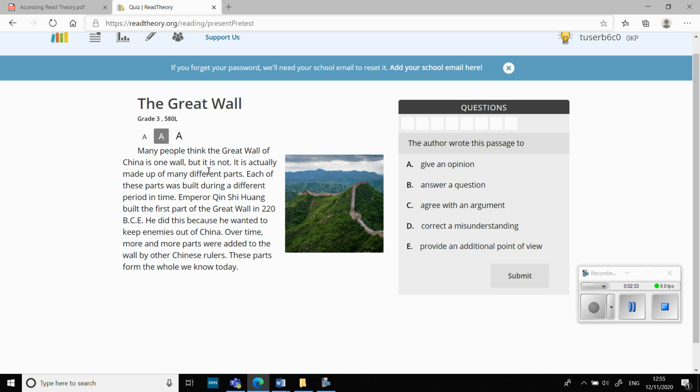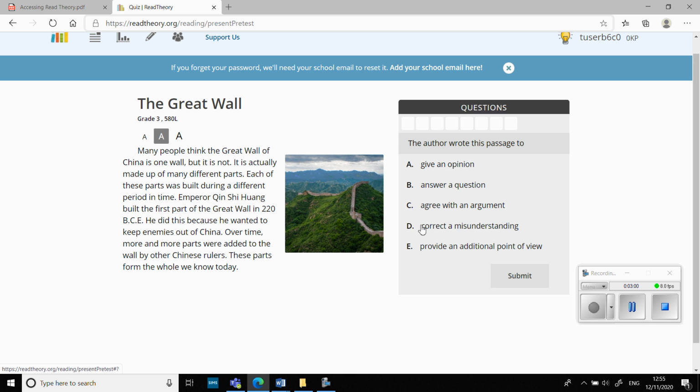Okay, so the author wrote this passage to... Was it to give an opinion? Was it to answer a question? Was it to agree with an argument? Was it to correct a misunderstanding? Was it to provide an additional point of view? So I have to think through what I think the answer is, by looking back at the text. I'd always read the text first and then think through what I think the answer is, and then you put your answer in.